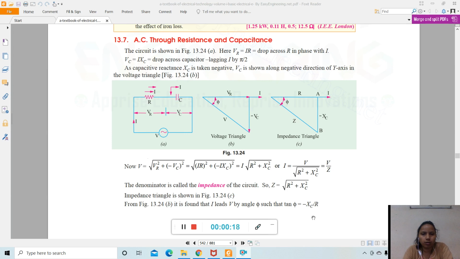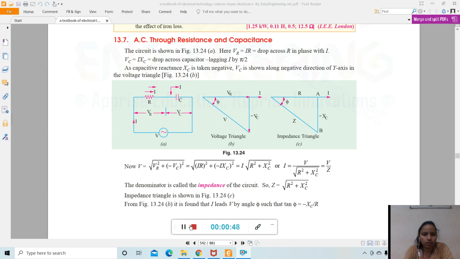So in this particular topic we will discuss the voltage and current, the properties of voltage and current, and the relation between the voltage and current. Then we will discuss the voltage triangle, impedance triangle, and the waveform, etc.